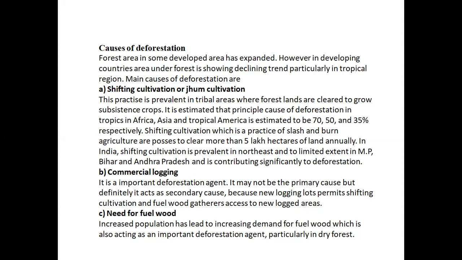Need for fuel wood. Due to increased population, there is an increasing demand for fuel wood, which is also acting as an important deforestation agent, particularly in the dry forest area.